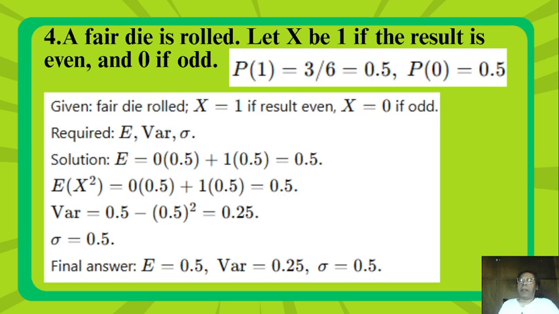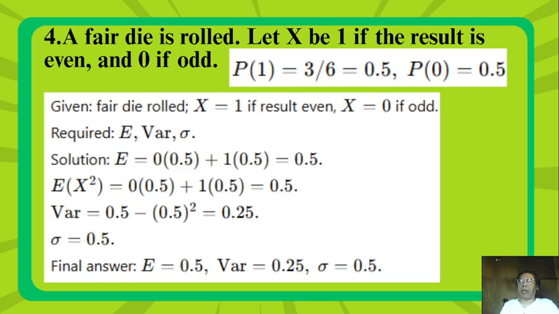Practice problem number 4. A pair of dice is rolled. Let x be 1 if the result is even and 0 if odd. So the probability of 1, which is even, is 3/6, equal to 0.5. And then the probability of 0, which is odd, is also 0.5.